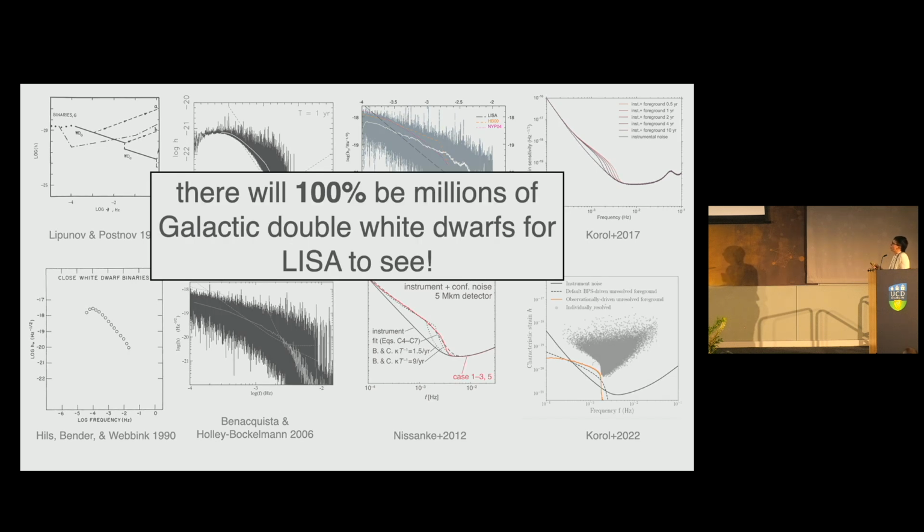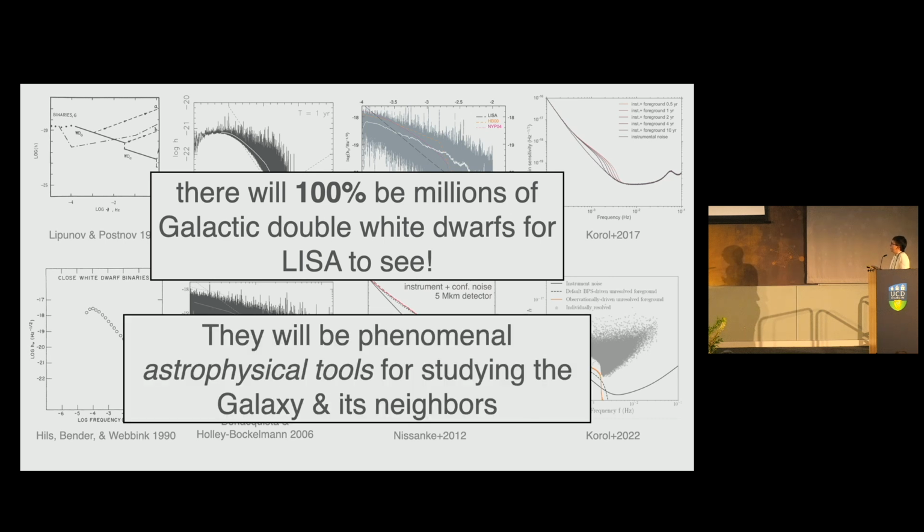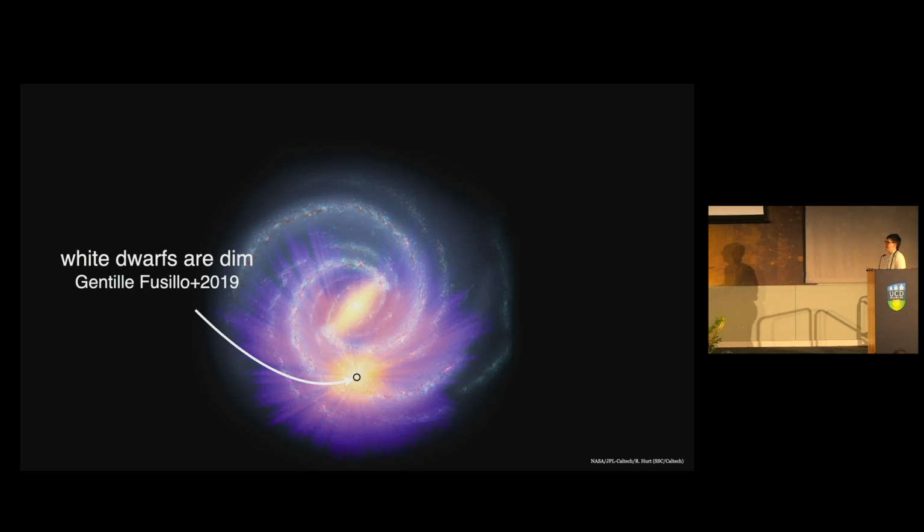What we do know for sure is that there will, no question, 100%, there will be millions of binaries radiating in the LISA band, and we will be able to find them. And one thing that I want to highlight here is that they will be excellent astrophysical tools, specifically just for studying the Milky Way galaxy and its neighbors. Aside from all the binary evolution that I just showed you, we can actually use them as nice little test masses all throughout the galaxy.